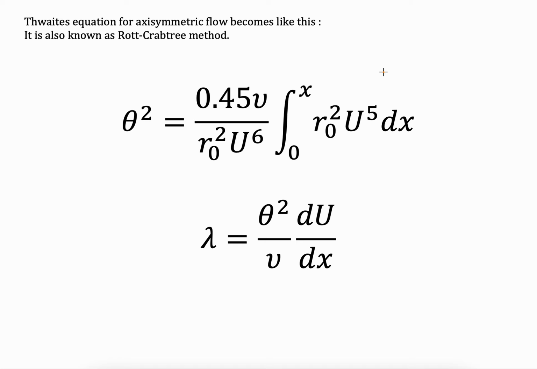The equation will become like this. I hope you could remember this one. I will try not to forget to give this equation in the final exam or in test 1 and test 2. So the Thwaites equation can be written as this: 0.45 nu over r squared u to the power of 6, and the integration from 0 to x of r squared u to the power of 5 dx.